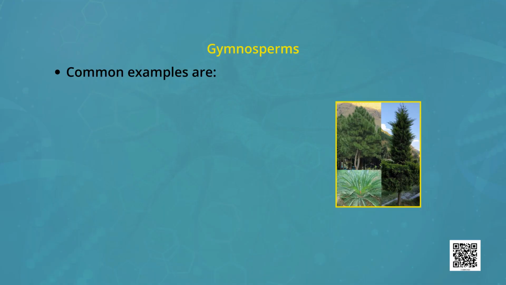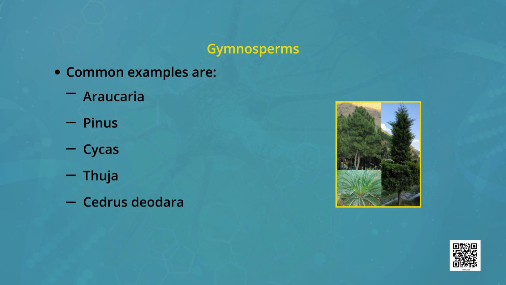You must have heard about pines, spruce, fir, yews, etc. Common examples are Araucaria, Pinus, Cycas, Thuja and Cedrus deodara. These gymnosperms are primitive seed plants which are believed to have evolved in the Paleozoic era and were abundant during the Mesozoic era. These plants are considered an advanced group if we compare them with pteridophytes. Pteridophytes, which we have already learned, reproduce by spores. Gymnosperms are vascular plants which do not have spores, instead they have seeds.